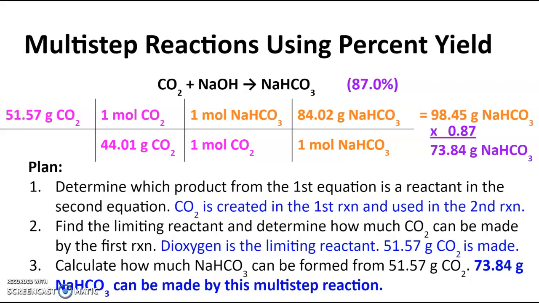So pretty straightforward. You just need to treat each reaction individually and solve it the way you normally would, and then use the shared product to start as a reactant of the next reaction.